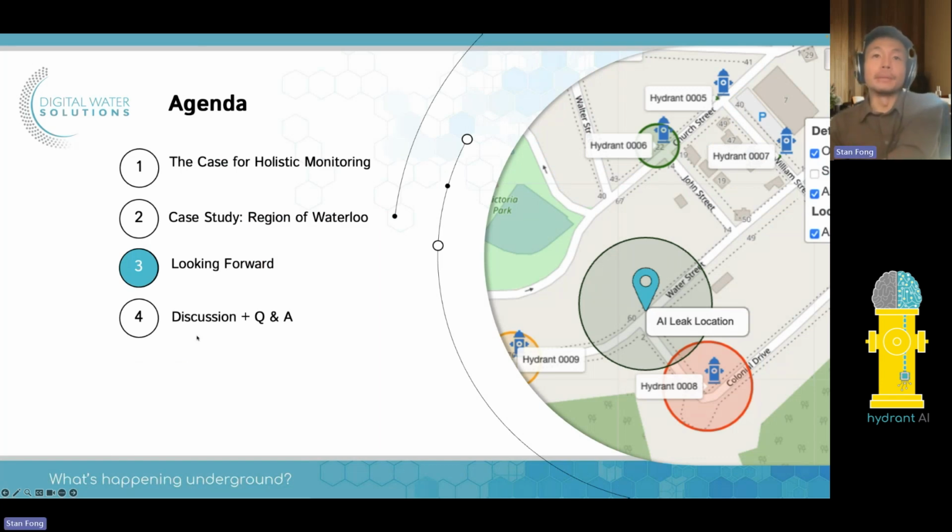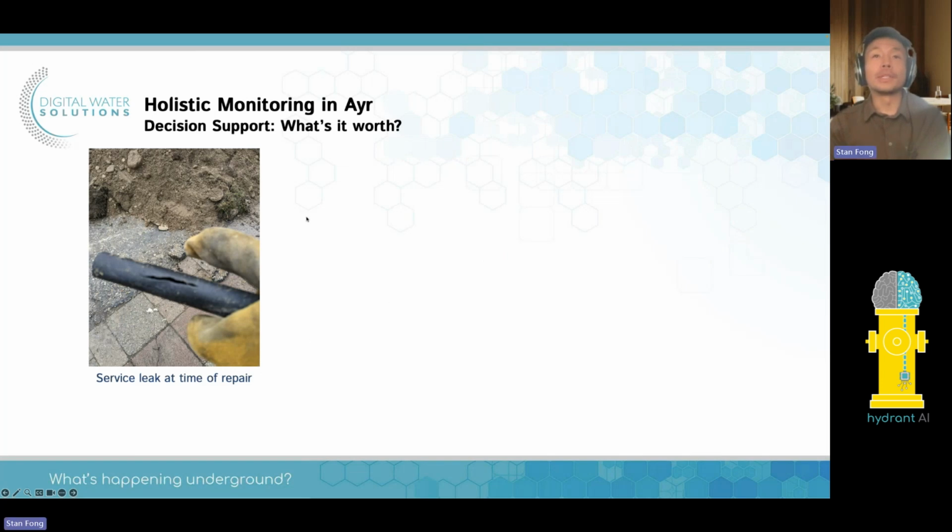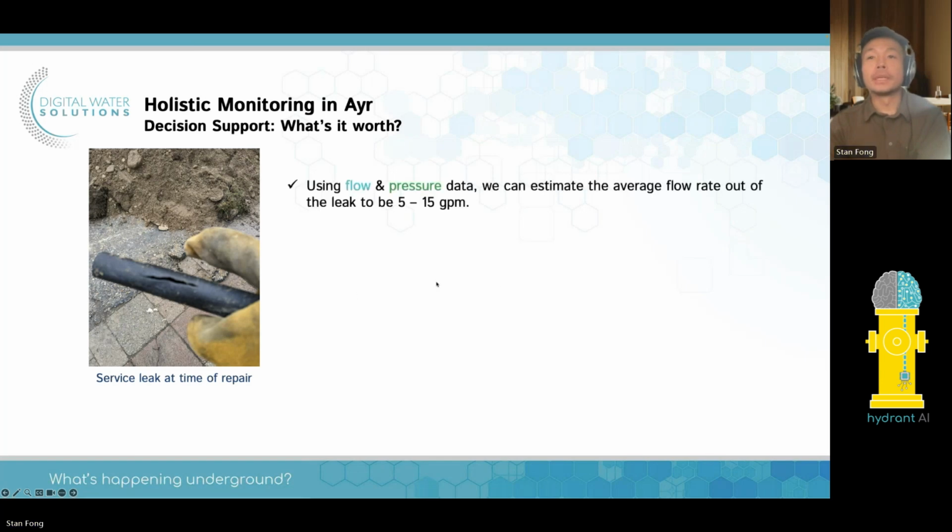Okay, so looking forward, right? This is all good, but what's it worth? If we look at it from a decision support perspective, that's that service leak at the time of the repair. A couple of things we can say. I've used a different color here for the different data sources just to make it easier to see what's being used in what. But we take the flow, we take the pressure data, we can estimate the average flow rate of the leak itself. And we could find it to be between 5 to 15 gallons per minute, depending on what stage of that leak it was. So 5 being that dormant, pre-existing state, and then 15 being closer to the end of it before it was surfacing.